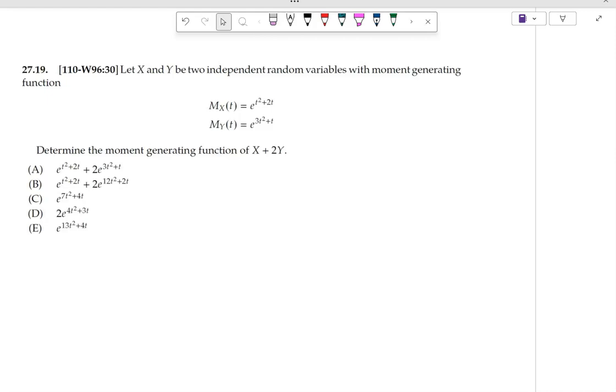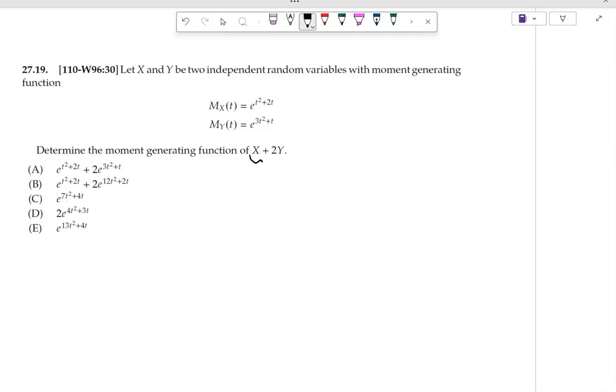Looking at your moment generating functions, what type of distribution do X and Y both have? They're both normal, right? Those are both normal distributions. Okay. This one says we're going to add X and 2Y. Well, since we're adding, what will we do with the moment generating functions? Multiply, and since we have a 2 in front of the Y, what do we do with that? Yeah, replace the t with 2t for the Y, all right?